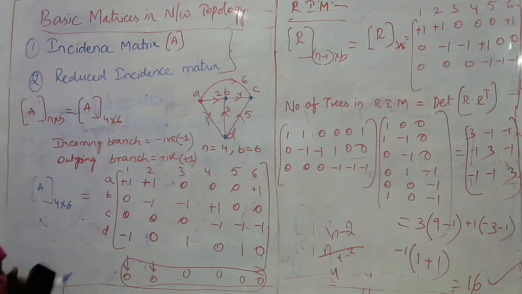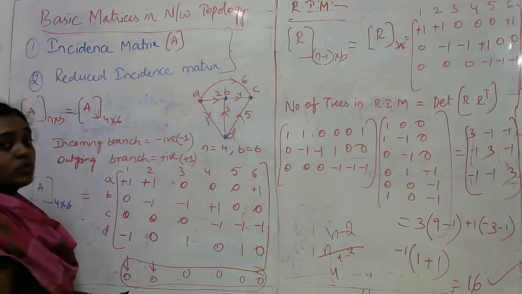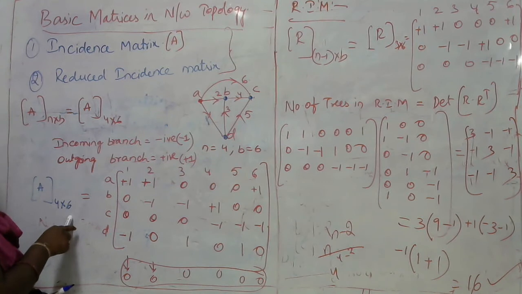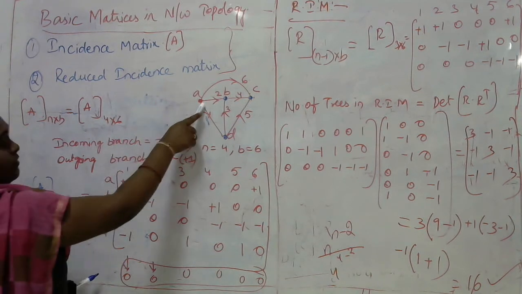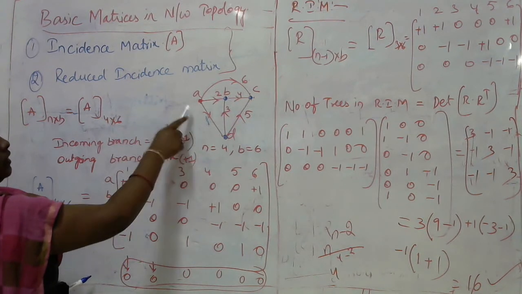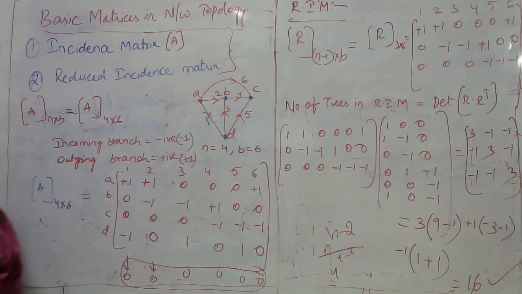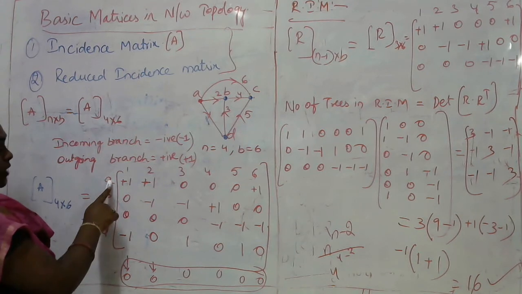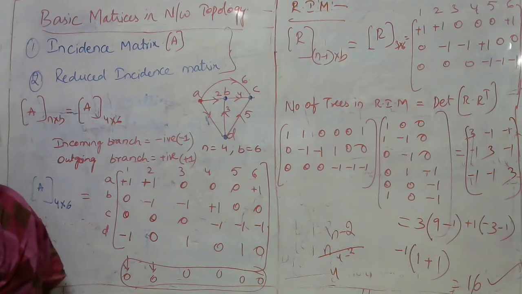So step 1 is, from the given graph, write down the incidence matrix. In order to write down the incidence matrix, the size of an incidence matrix is given by n cross b, that is, number of nodes by number of branches. So take each and every individual node. If the corresponding branch is an incoming branch, keep a minus 1. If the corresponding branch is an outgoing branch, keep plus 1. So we need to write down all the branches which are connected to each and every individual node.